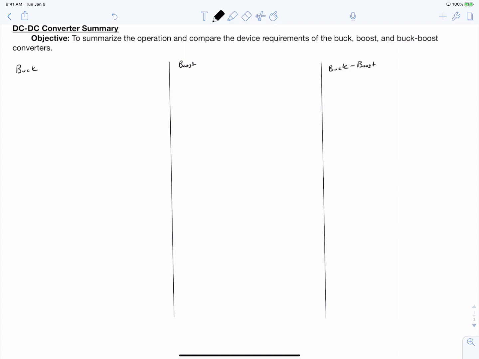I want to start by doing a review exercise. I want you to sketch in your notes what the buck, boost, and buck-boost converters look like below each of the headings. Use the full converter with a semiconductor realization. Hit pause, and when you're ready to resume, press play.